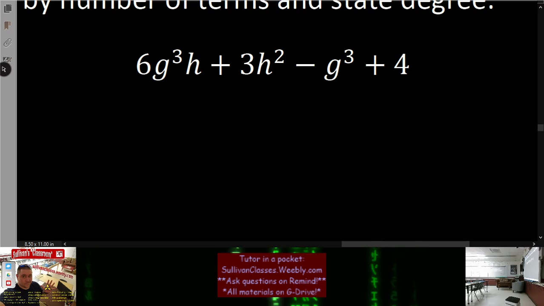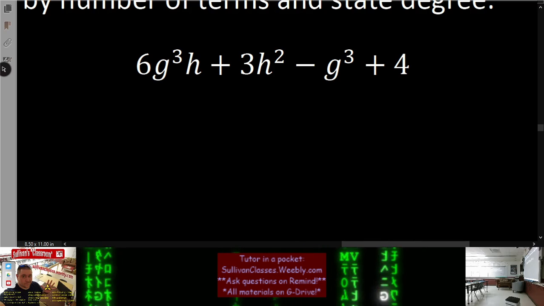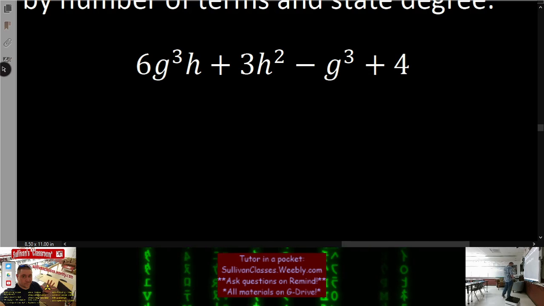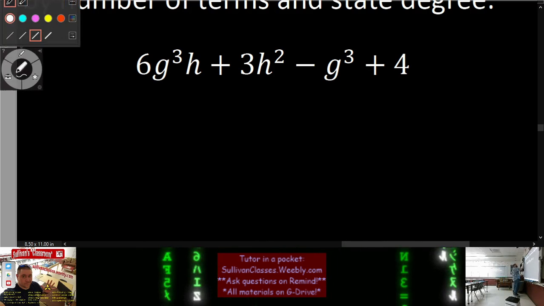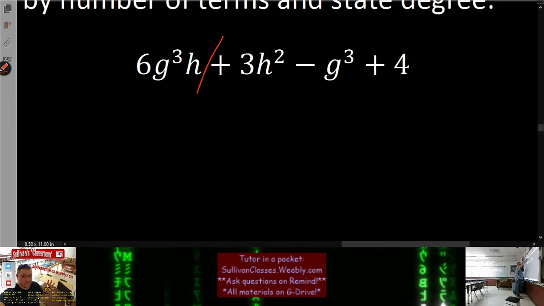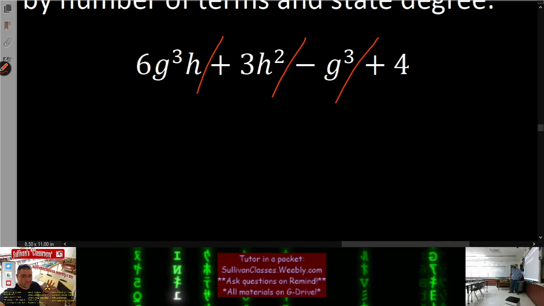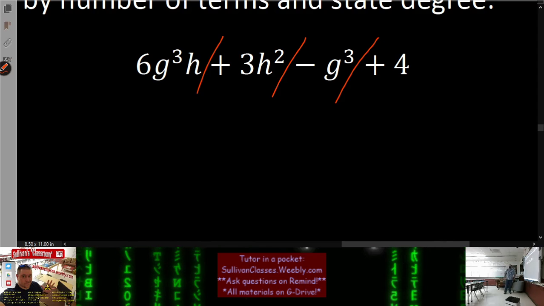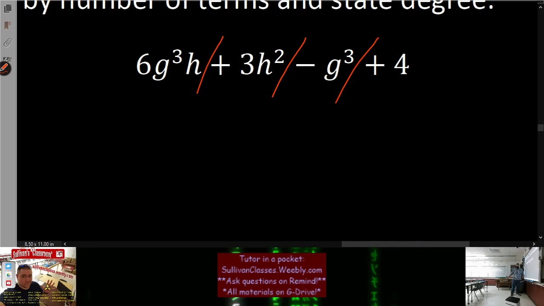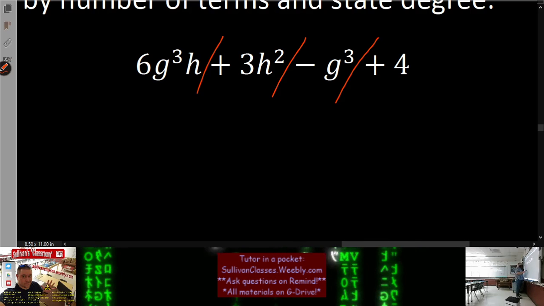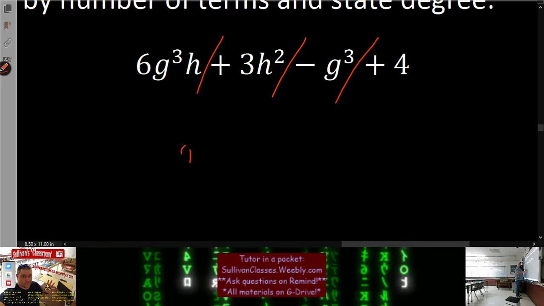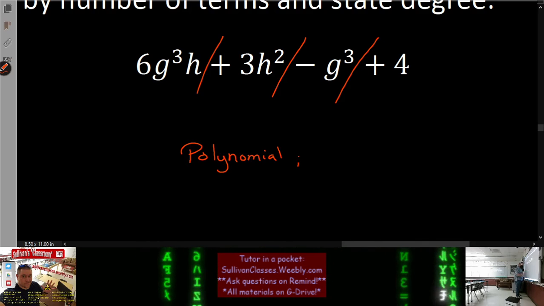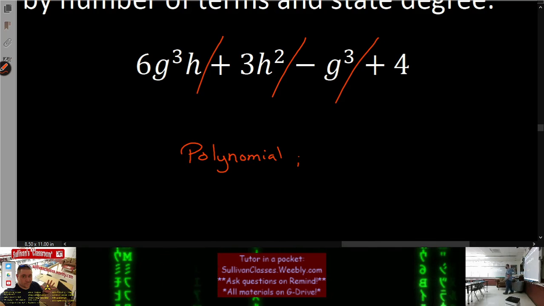Every time you run into a plus or a minus, chop it up, Fruit Ninja style. We're getting there. There are 4 terms, so what do I call it? Polynomial. P-O-L-Y. Poly.